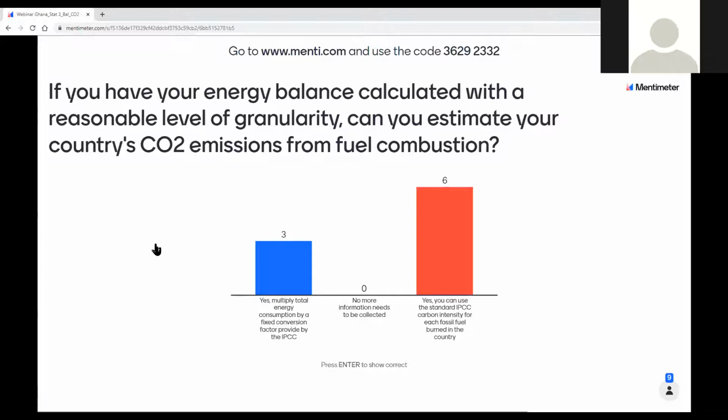So most of you think that yes, you can use the standard IPCC carbon intensity, but we have a few that think that yes, you can just multiply the total energy consumption by a fixed conversion factor. So here, the correct answer is yes. If you have a reasonable level of granularity, you can use the standard IPCC carbon intensity for each fossil fuel, that is for coal, oil, and natural gas burned in the country.